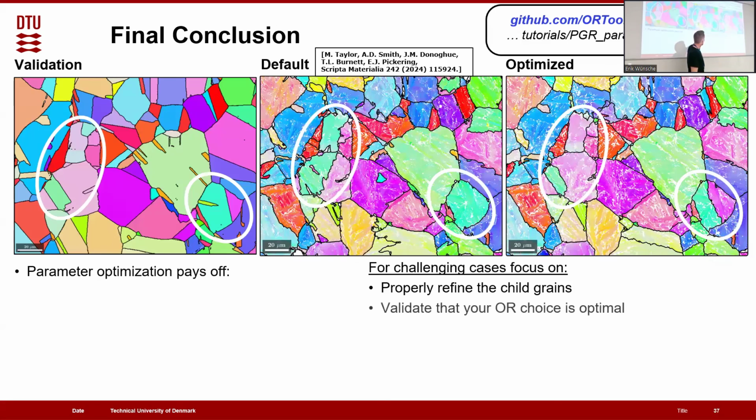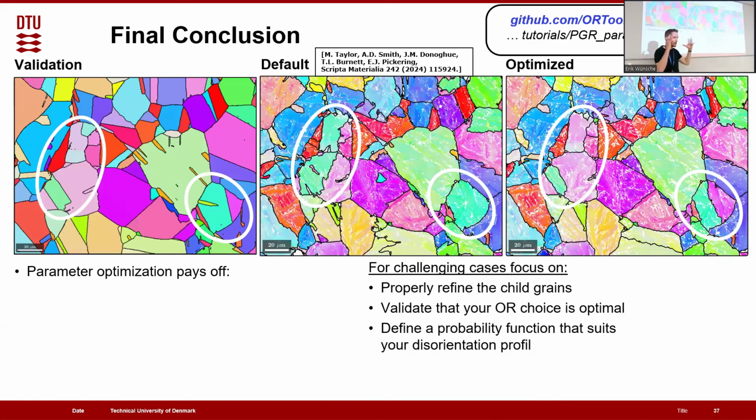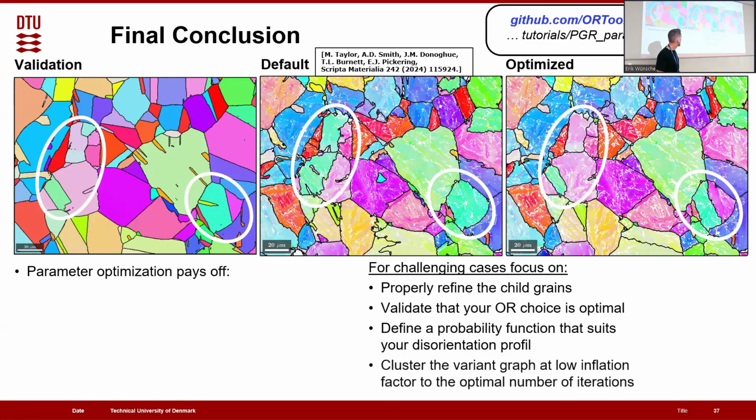For those challenging cases, just to summarize, properly refine the child grains as much as you can without hitting the noise level. Validate that your orientation relationship choice is optimal by looking at these orientation profiles. Define a probability function that suits your disorientation profile that nicely outlines what you think are the parent grains. And cluster the variant graph at a likely low inflation factor to the optimal number of iterations, which is something you have to play around with.